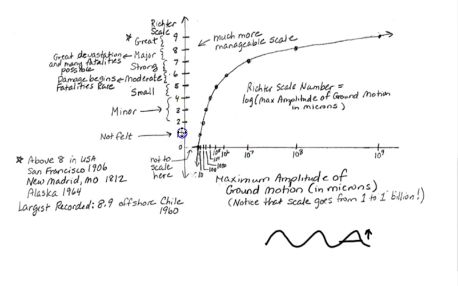So 1, 2, 3, 4. A magnitude 7 means it's 10 to the 7th microns of movement. So when we look at an earthquake that goes from, say, 6 to 7 on the Richter scale, it's 10 times more intense. So we see here, these are very small earthquakes, then moderate, strong, and when you get up to 7 to 8 on the Richter scale, great devastation. There's some damage, moderate damage from 5 to 6.